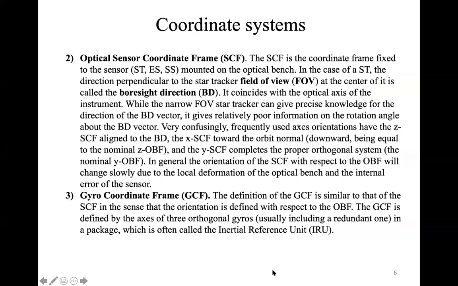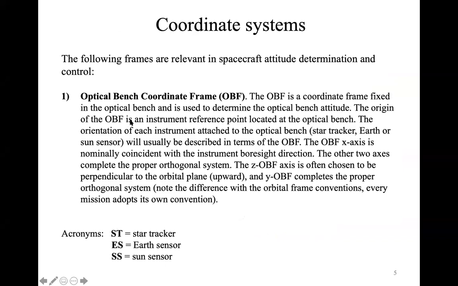So the main reference frame that we have introduced was the optical bench coordinate frame, so the OBF. OBF in this course is treated as the main reference frame of the spacecraft because our main purpose is to reorient the payload, the scientific payload, with a specific accuracy. So the transformation between OBF and the spacecraft body frame is basically assumed known.